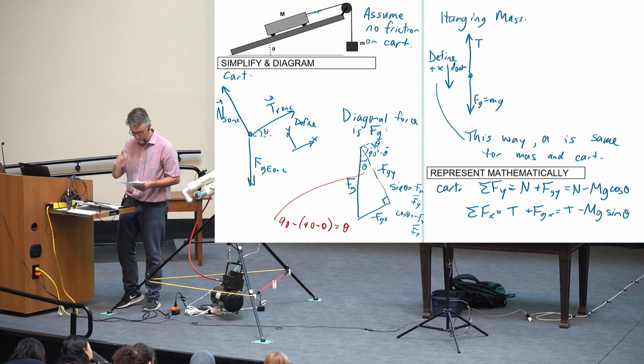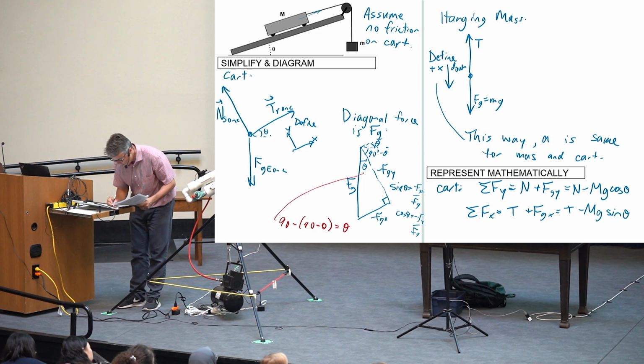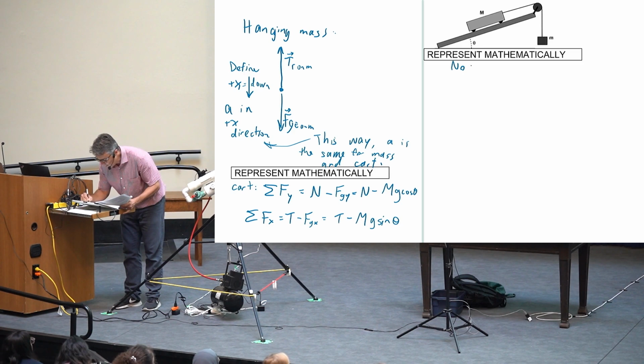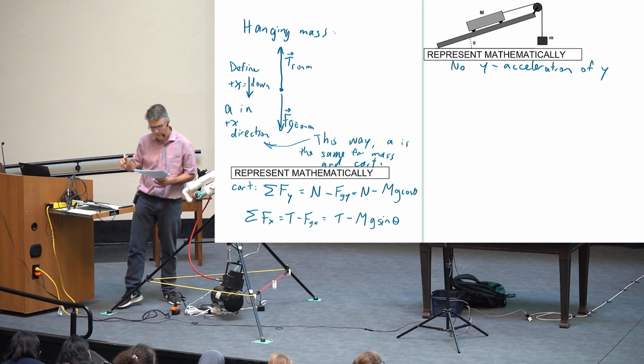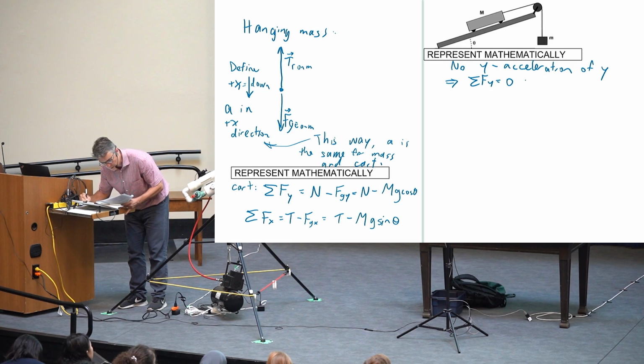Turn the page here. Shift that over a little. And so there's no y acceleration of the cart, because it's only going to accelerate parallel to the direction of the track, not in and out of the track. So that means that the sum of the forces in the y direction is zero, it balances. So that's N minus capital M g cos theta. I can solve that out for the normal force, Mg cos theta. Same as we did before, actually.